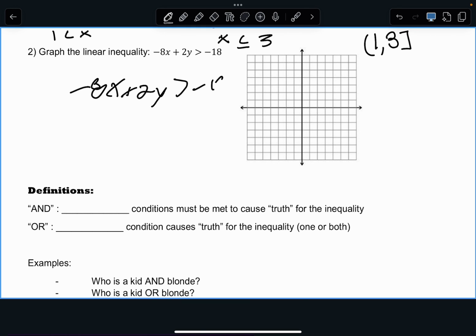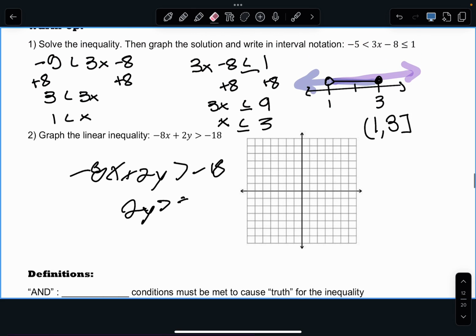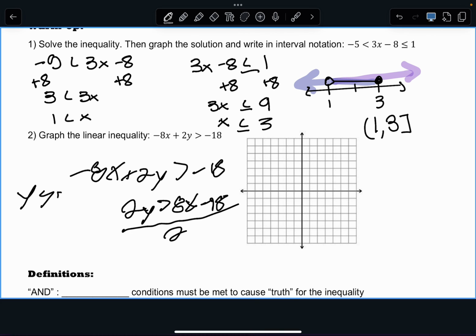So, and then I put the X on the other side first. I like it. Keep Y positive. Oh, wait, sorry. Yeah, it takes a second to get used to. Perfect. And then I divided by 2. So I got Y equals 4X. Sorry, my handwriting's bad.